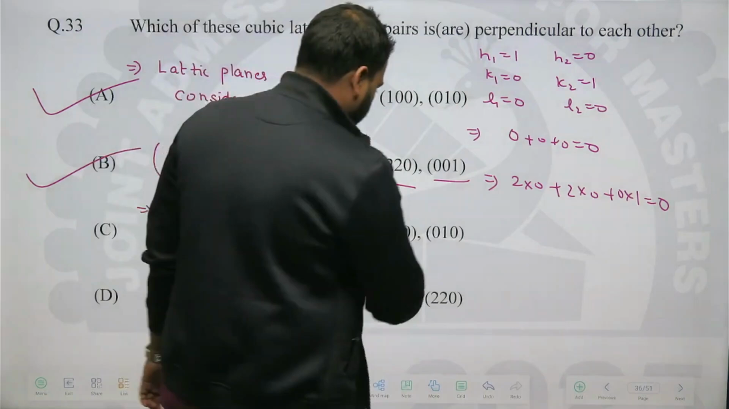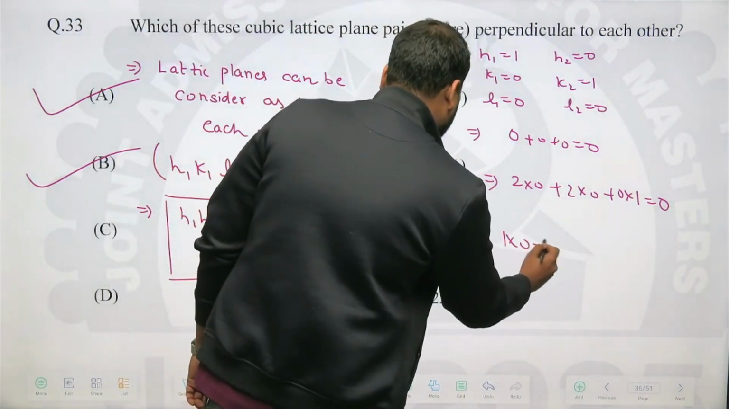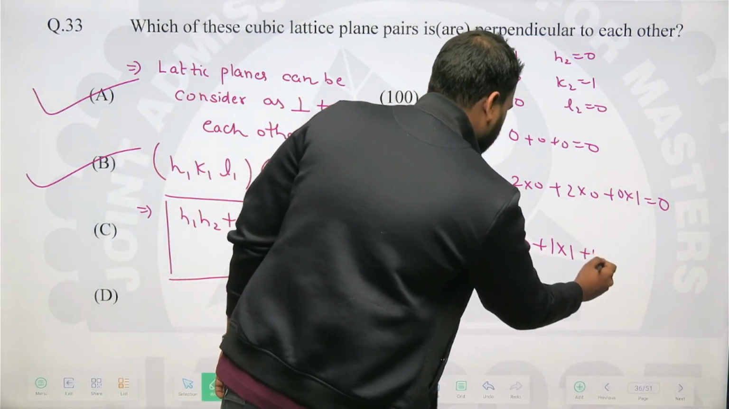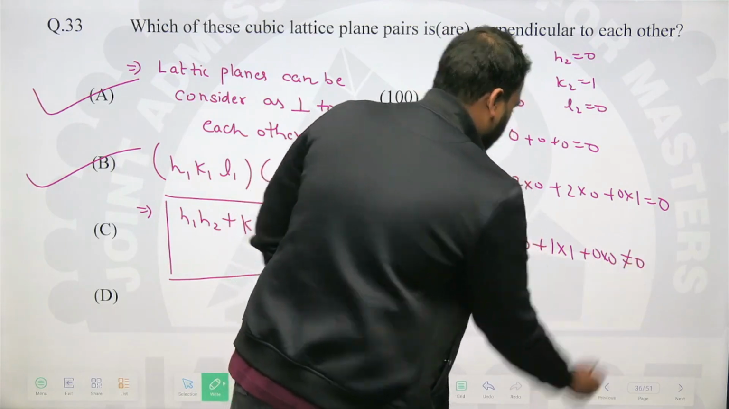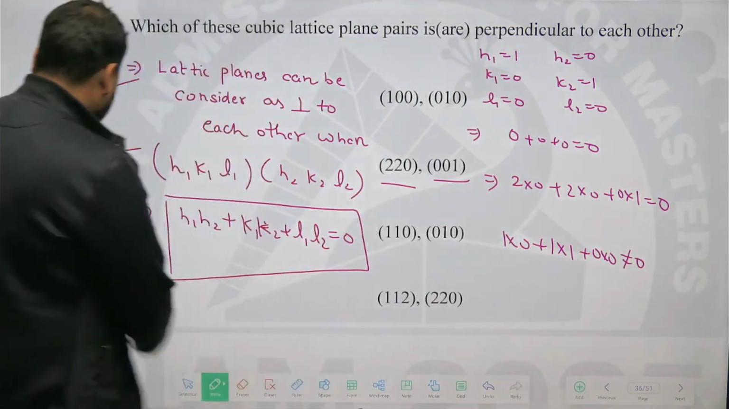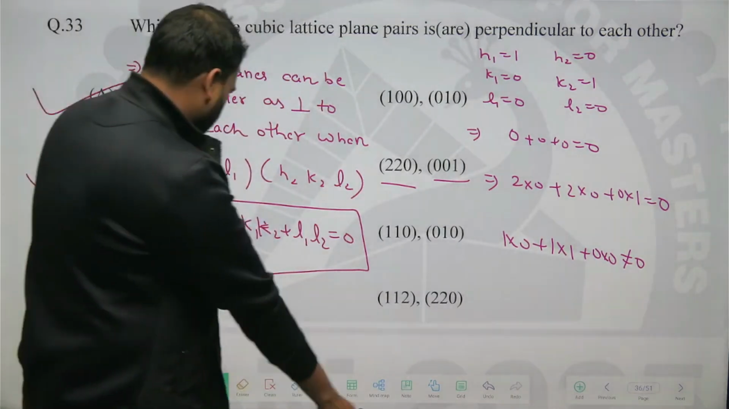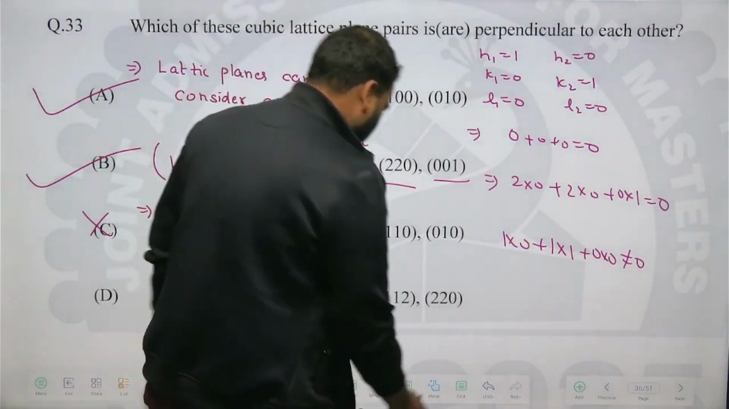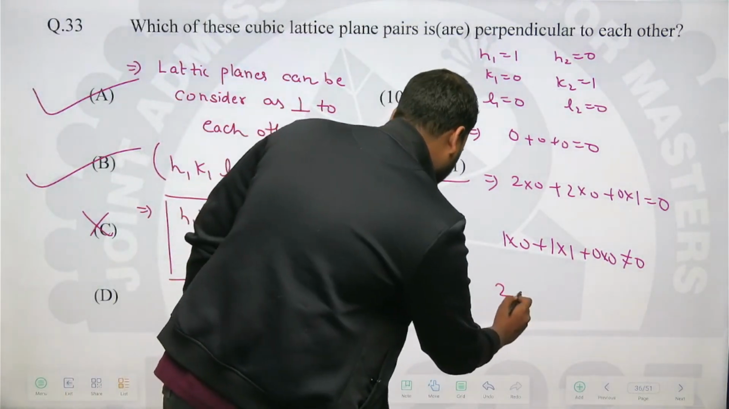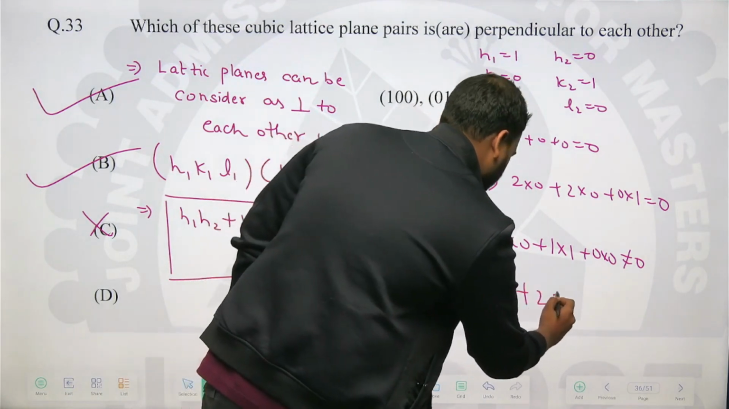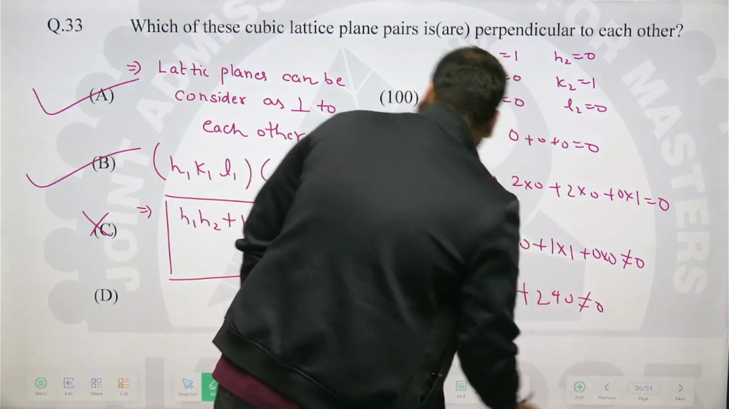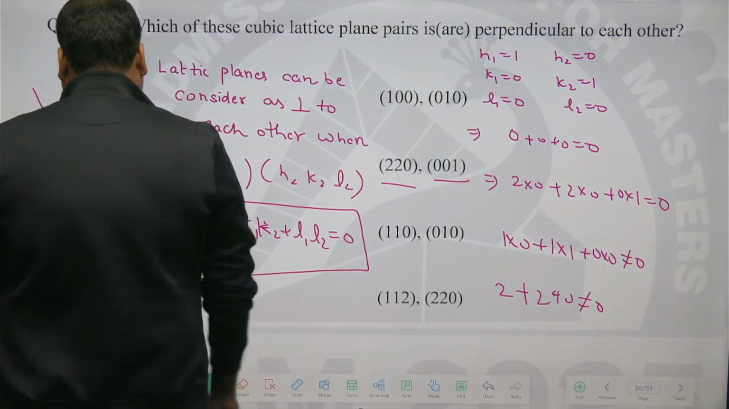Now what about C? 1 into 0 plus 1 into 1 plus 0 into 0. This is not equal to 0 because 1 into 1 is 1, so this could not be the answer. And let's check D. D also cannot be the answer because 1 into 2 is 2 plus 1 into 2 is 2 plus 2 into 0 is 0. So it's also not equal to 0. So option D is also not correct.